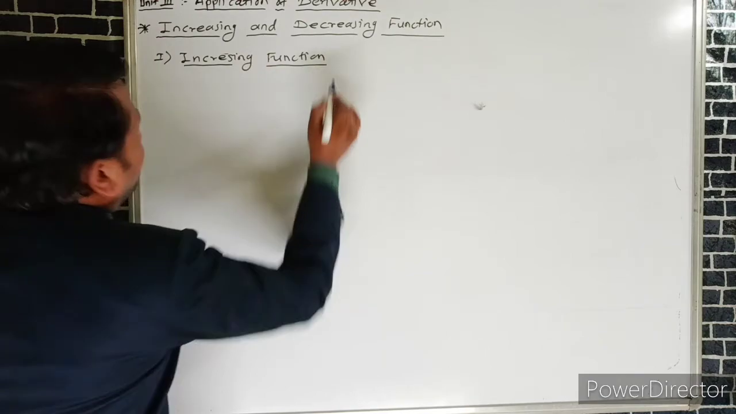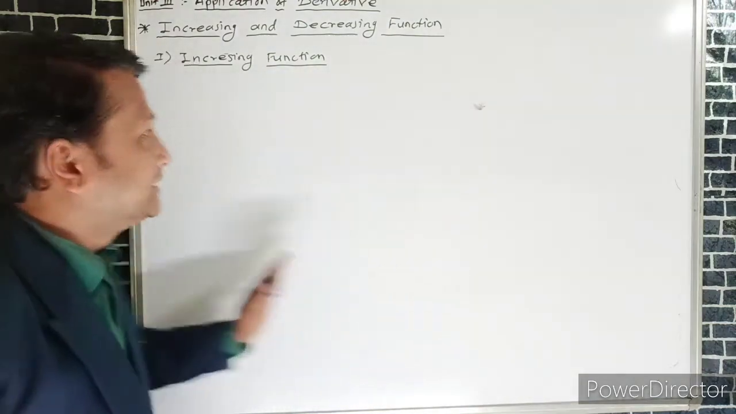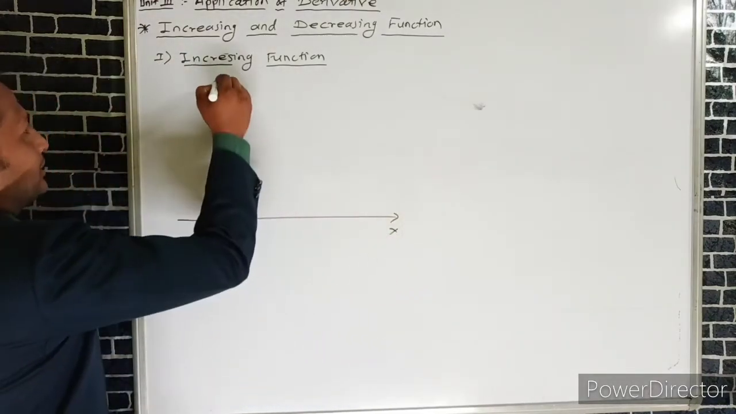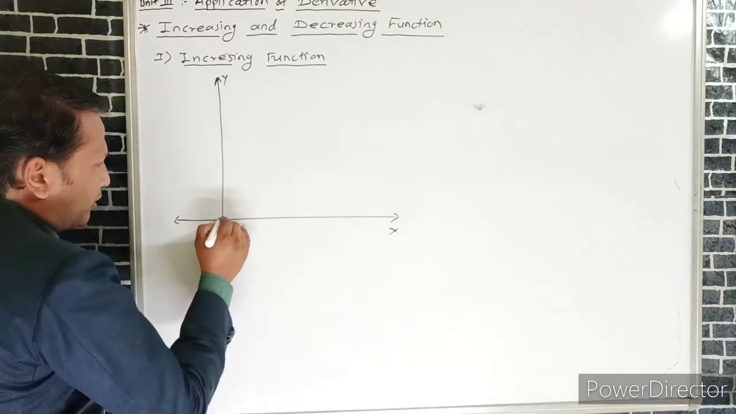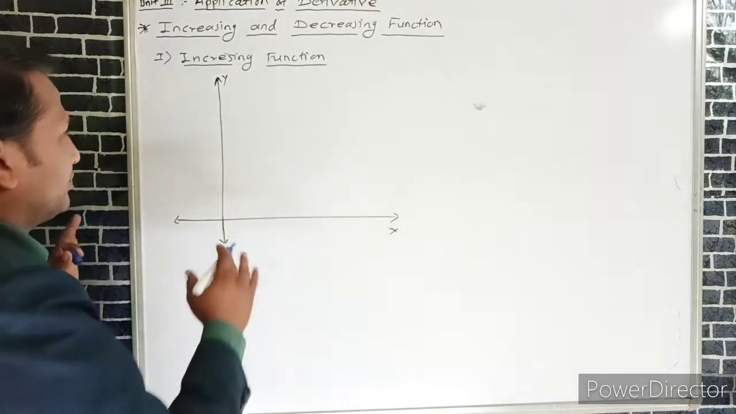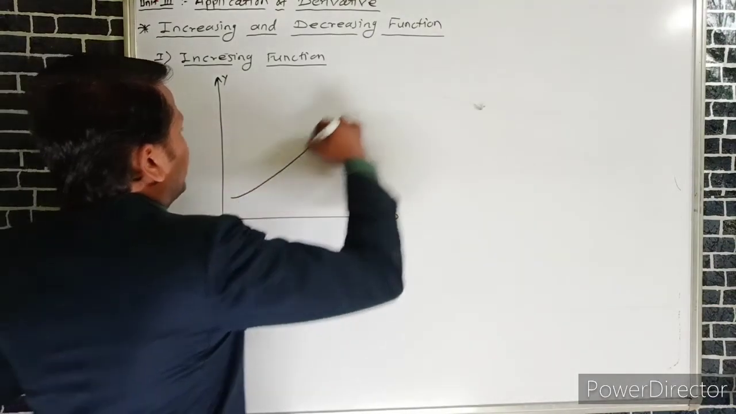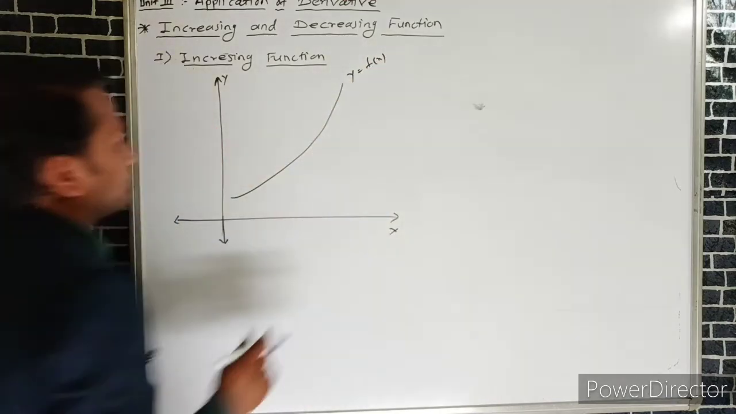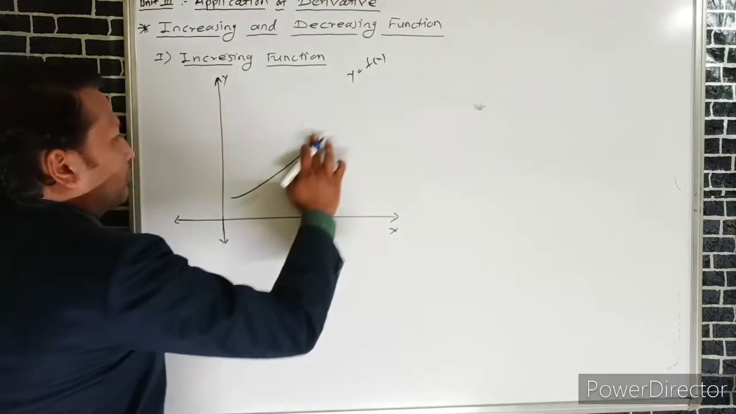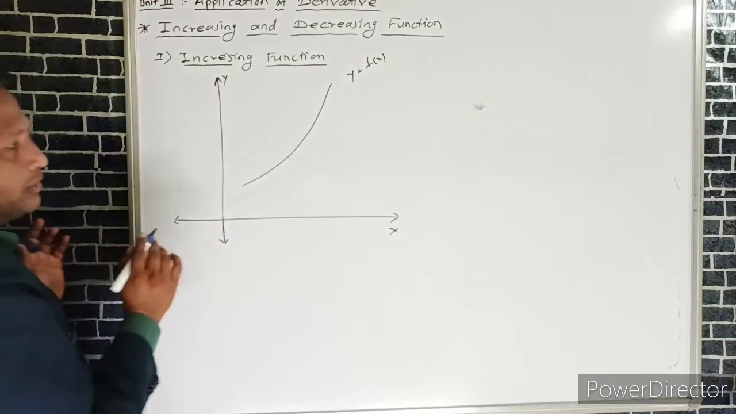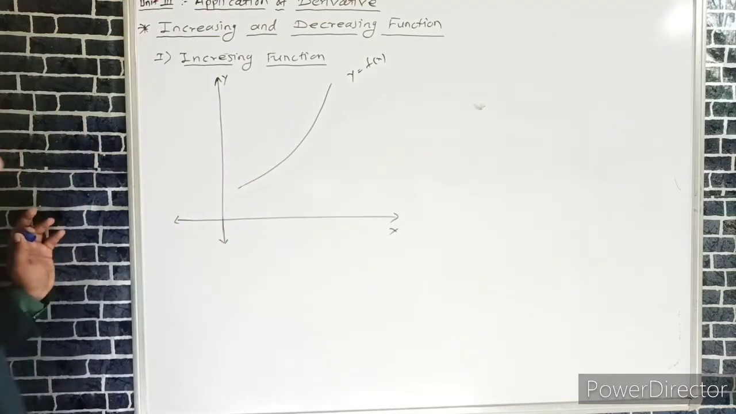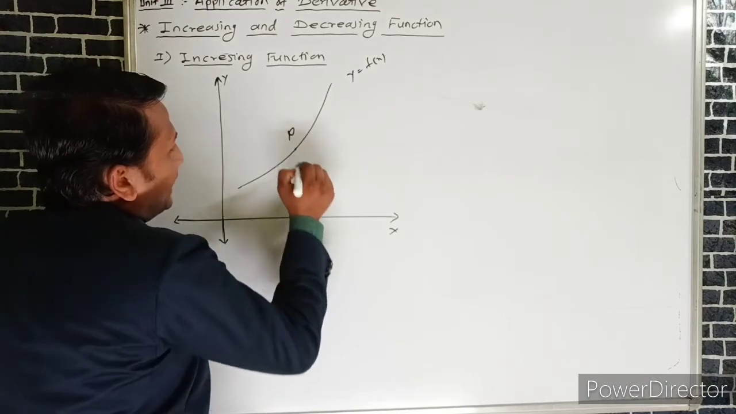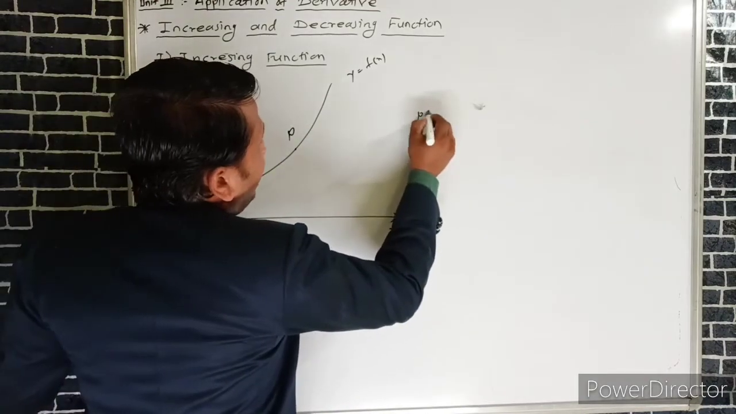By the help of a graph, we can say whether a function is increasing. On the coordinate axes, here is the x-axis and here is the y-axis, and let y equals f of x be any curve. On the coordinate axes, we draw one curve, y equals f of x. On this curve, the point P lies at x equals a.